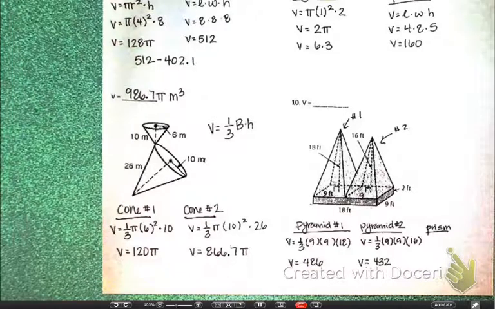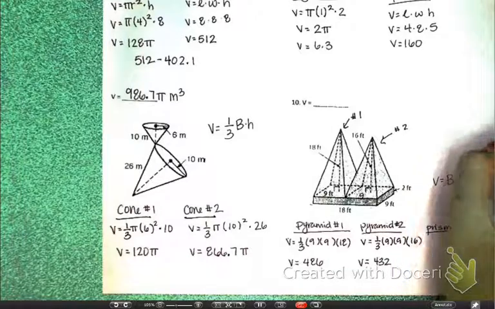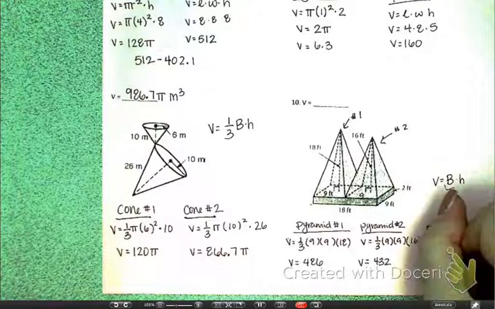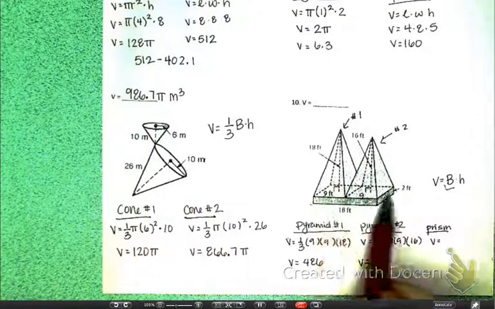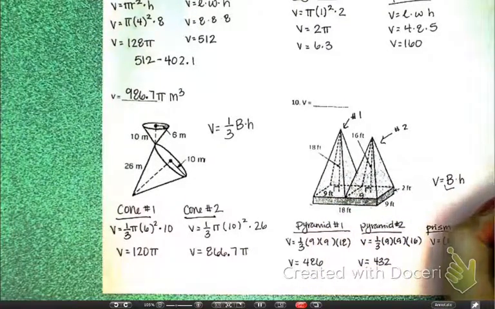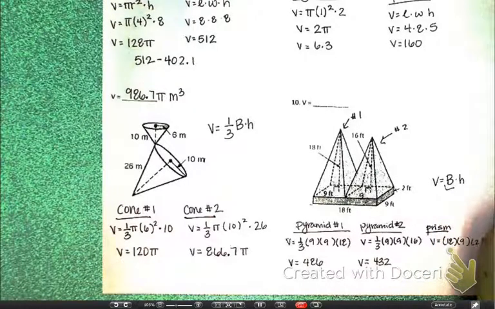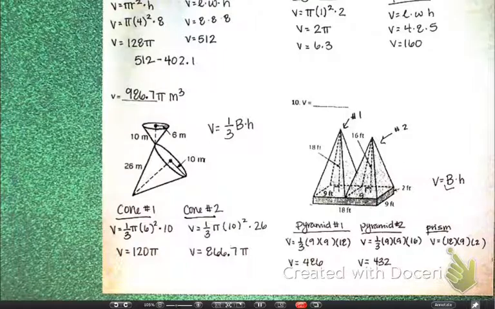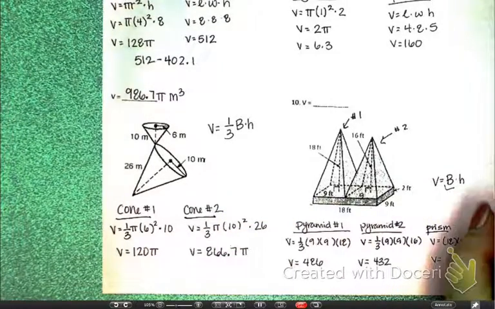And then finally our prism. So that's just volume equals base area times height. My base is length times width. What is the length and the width of the prism at the bottom? 18 and 9. And what's the height of that prism? 2. Good. So 18 times 9 times 2. What'd you get? 324.